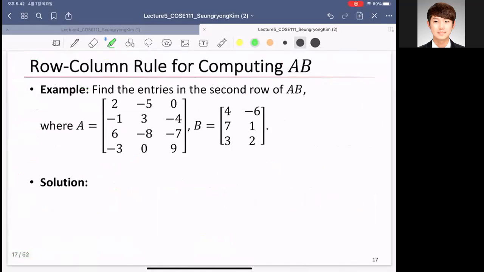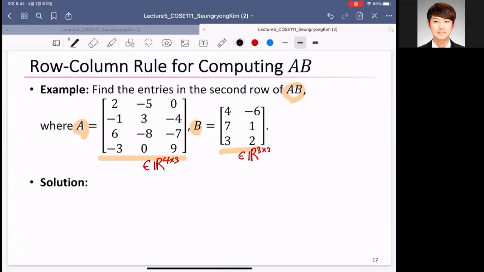Let's do that. Find the entries in the second row of matrix AB, where matrix A is like this and matrix B is like this. First of all, what is the size of matrix A? It's 4 by 3, right? 4 rows, 3 columns. Okay, thank you. And the size of matrix B is 3 by 2.